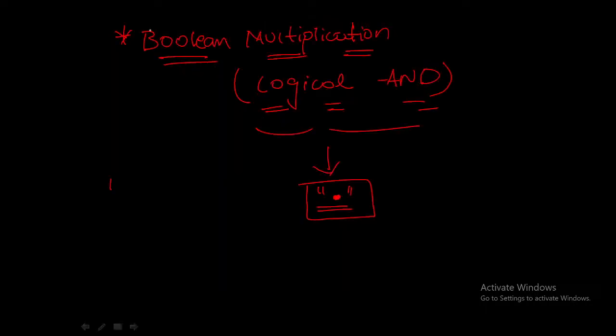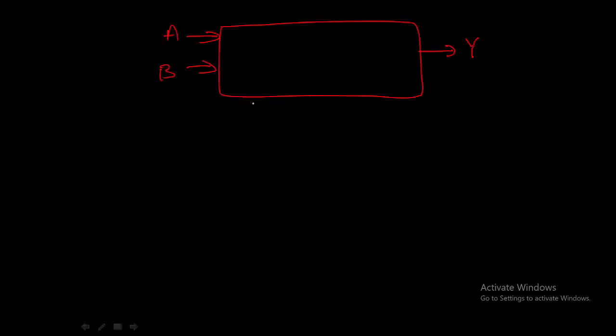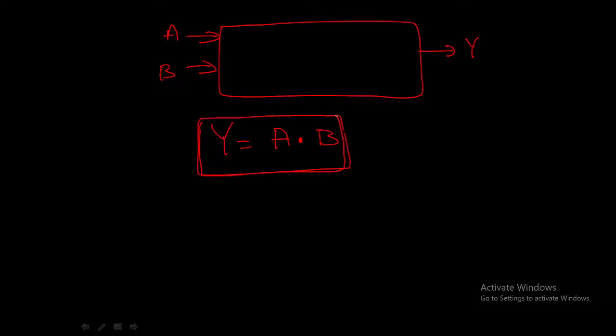Okay, so to represent this Boolean multiplication using a Boolean expression, how are we going to represent it? Y is equal to A dot B. This Boolean expression is depicting the behavior of this particular circuit. It is telling how the circuit is behaving, right? So Y is equal to A dot B, that is Boolean multiplication of A and B.